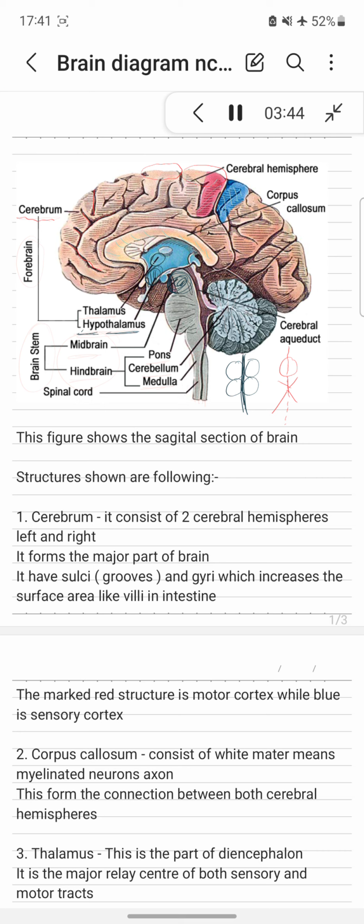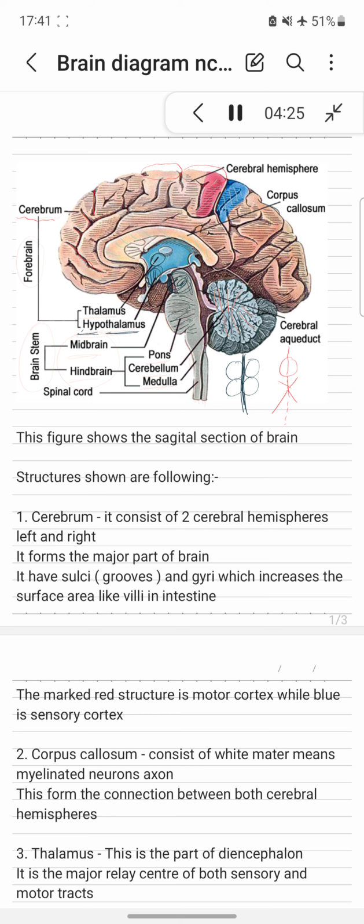Next structure is the pons. Pons means bridge. What does it do? It forms the connection between the different parts of the brain. Next structure is the cerebellum. What does it do? It controls the voluntary movements of our body. It also helps in controlling the posture of the body.